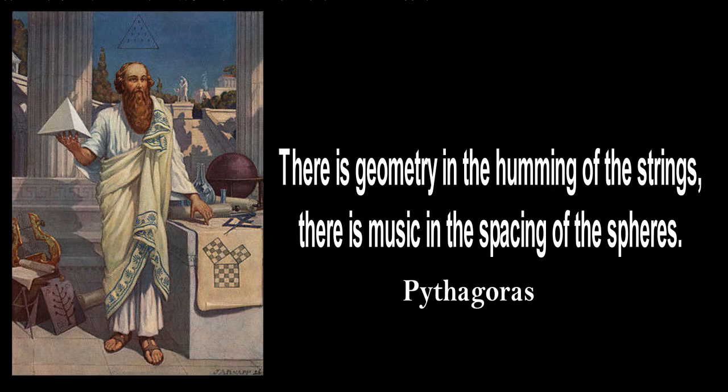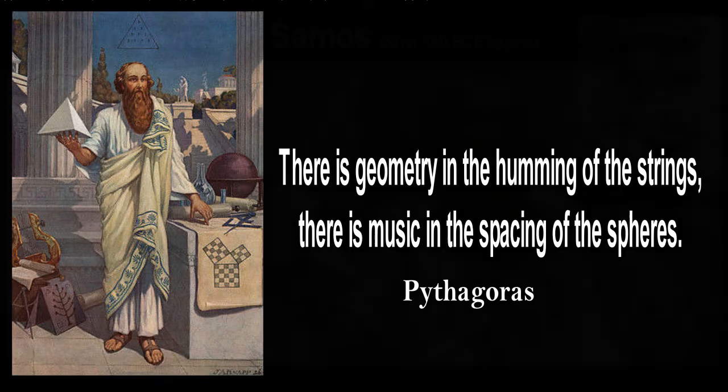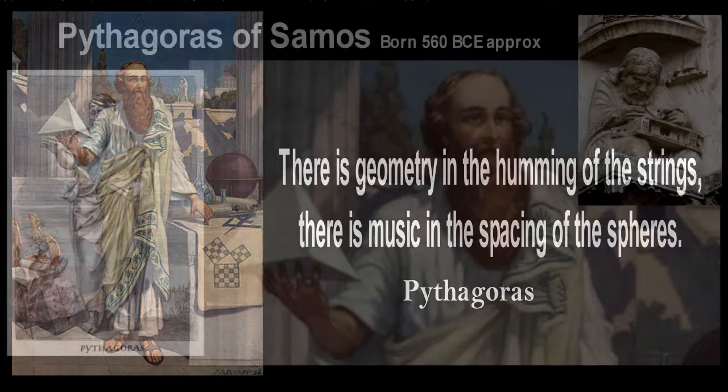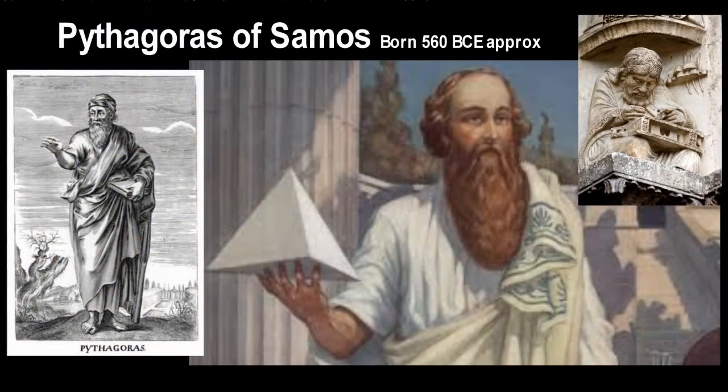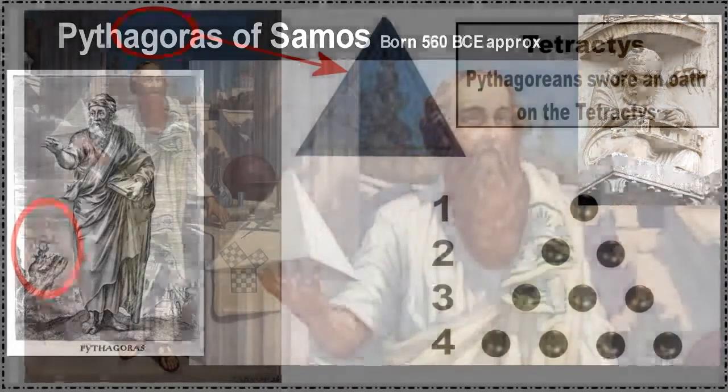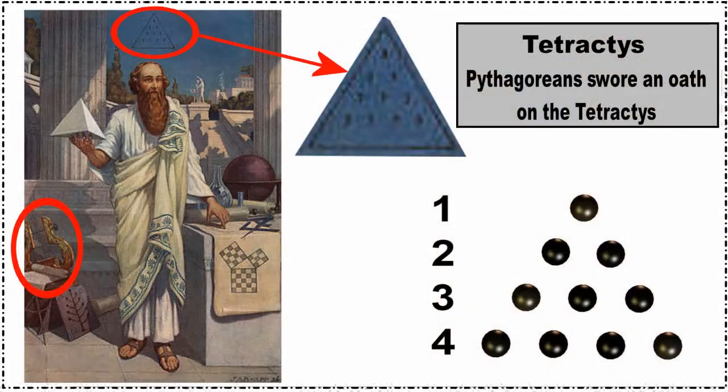But strictly speaking, let's look at Pythagoras and music. There is geometry in the hummings of the strings, there is music in the spacing of the spheres. Now we need to have a look at what's called the Pythagorean hammers, and also the tetractys or the tetragrammaton, which is something I mention a lot in my videos.